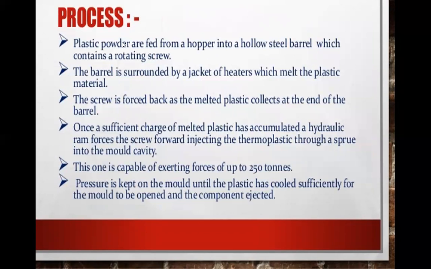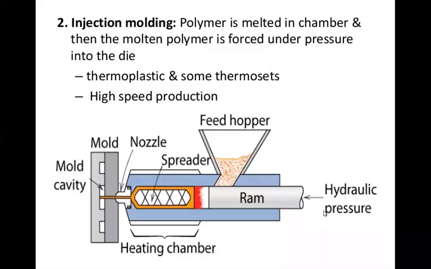Coming to the process, I have already discussed. See here, plastic powder is fed from the hopper into the hollow steel barrel which contains the rotating screw. The barrel is surrounded by a jacket of heaters which melts the plastic material. See here, the rotating screw is there.